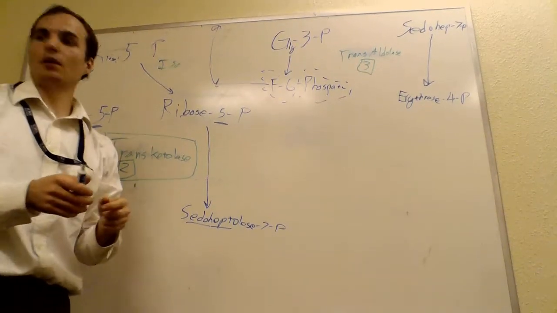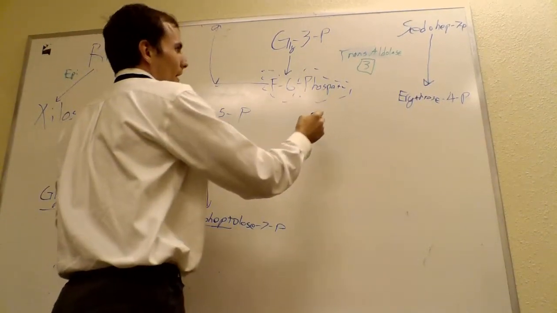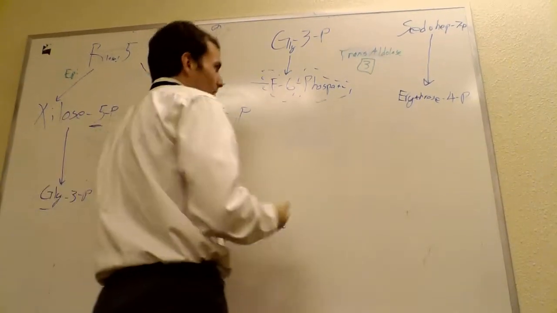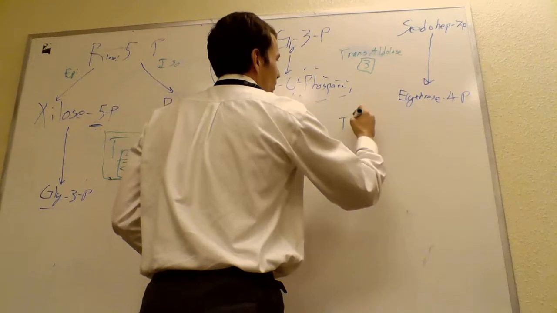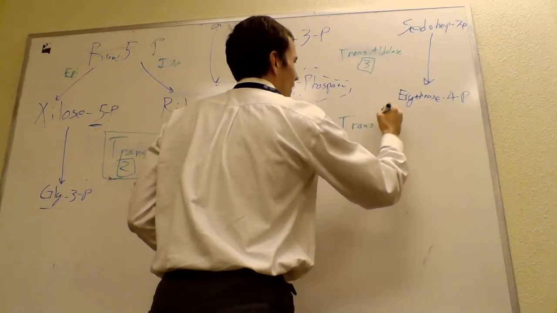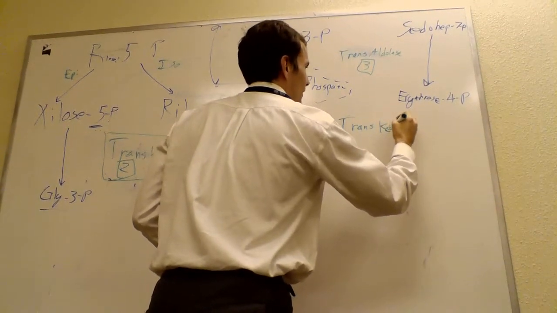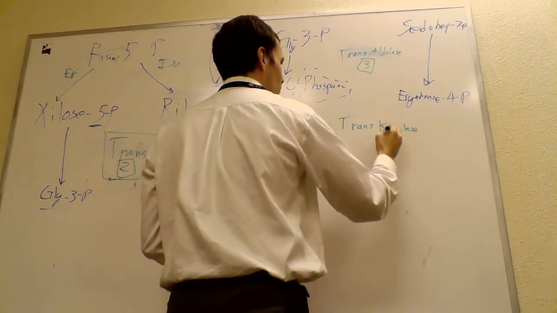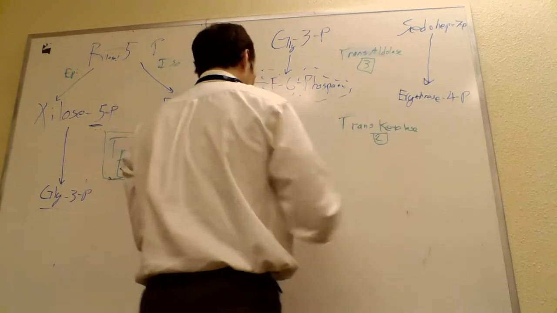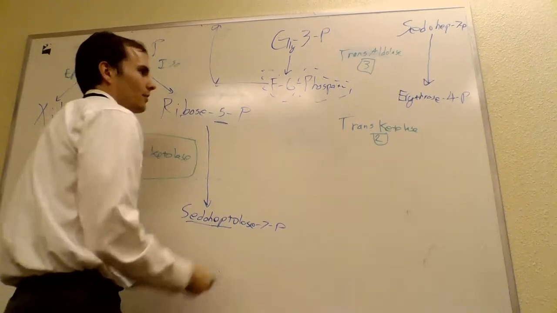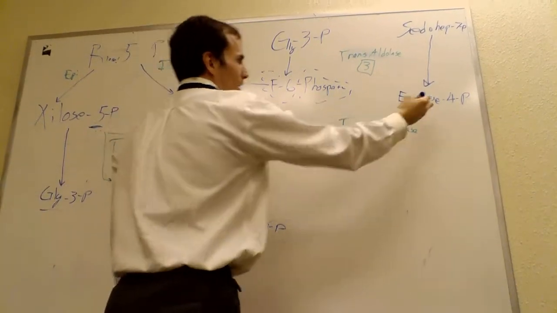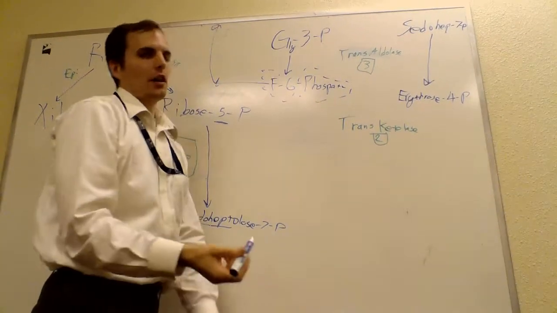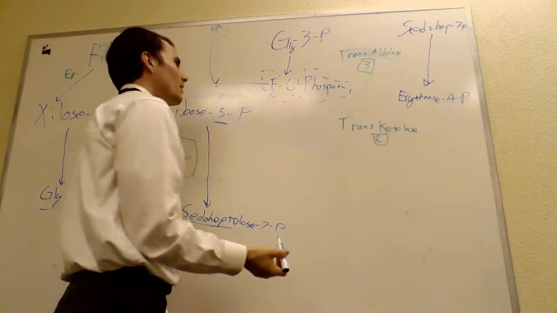Mm-hmm. Okay. And now we see transketolase again. Okay, and it's ketolase, all right? 2 carbons. So, now erythrose is going to be acted on. Fructose 6-phosphate is gone. It's left. It is no longer here.